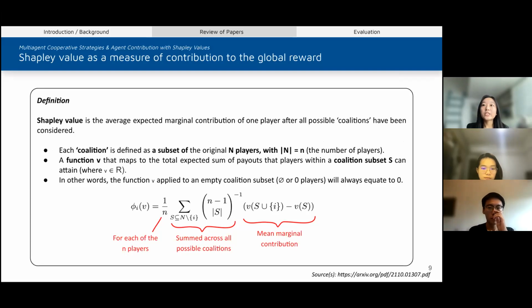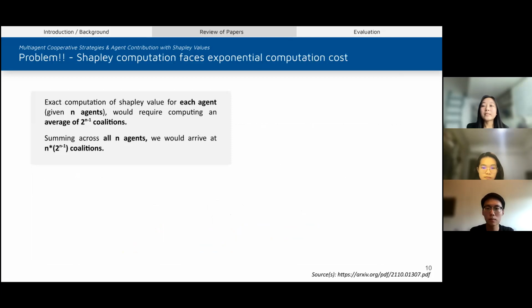Next, we can define the Shapley value, which is a measure of contribution to the global reward. More specifically, Shapley is the expected marginal contribution of one player after all possible coalitions have been considered. In the formula below, we can define each coalition as a subset of the original n players, with the expected sum of payouts within a coalition subset being mapped to the function v. But the problem in computation of true Shapley is that it faces exponential computation cost.